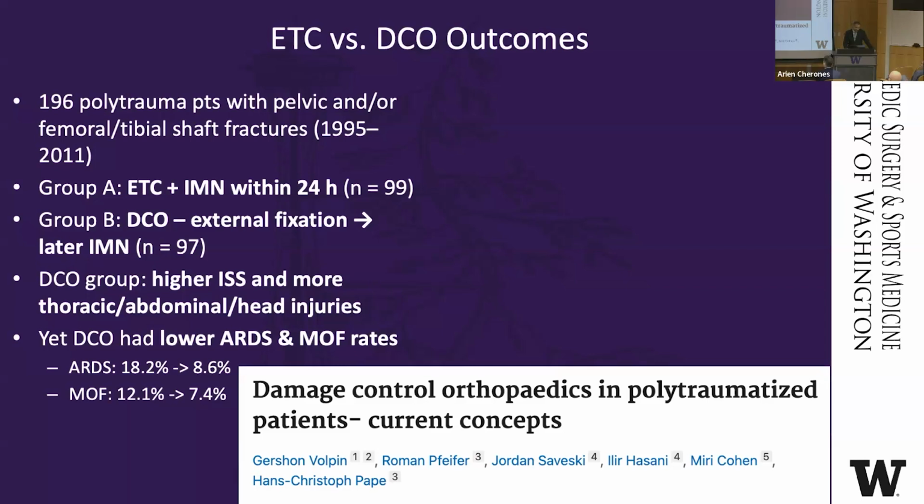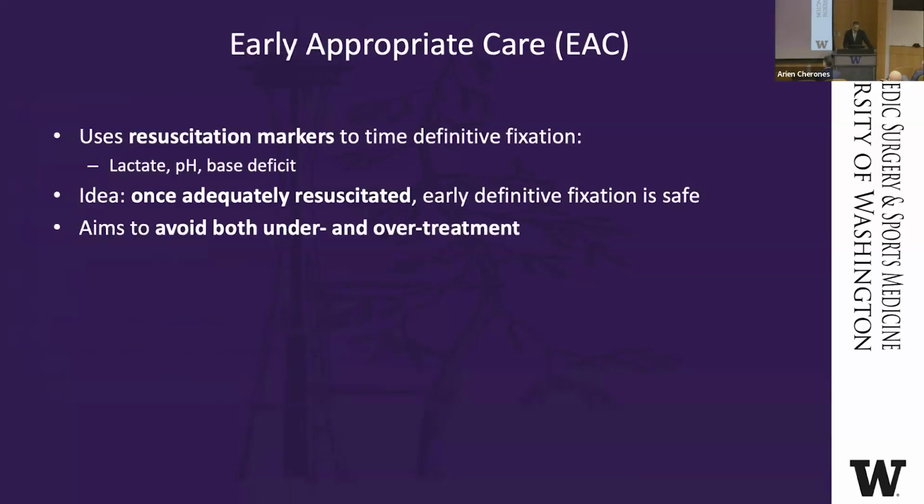And what they found is that typically the patients in the damage control orthopedics group had a higher injury severity score with more thoracic, abdominal, and head injuries. Yet these patients, since they were categorized into that group and they met the threshold, actually ended up doing better long-term in regards to their systemic complications than patients who were not appropriate for early total care. So that's one of the leading principles here. That goes into early appropriate care.